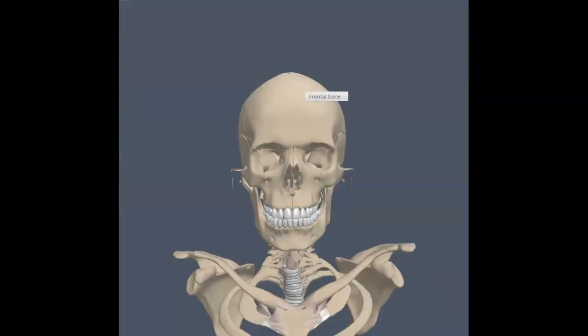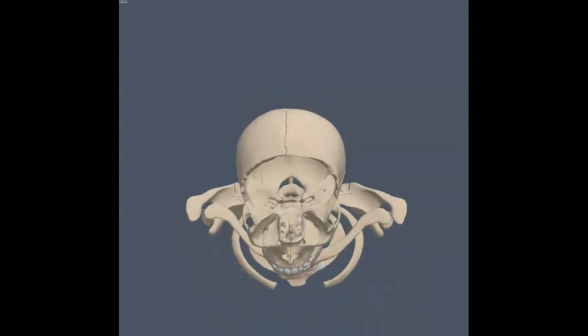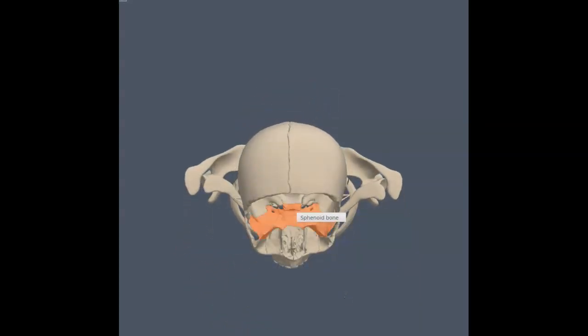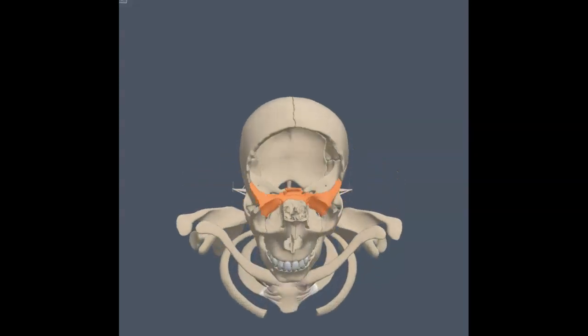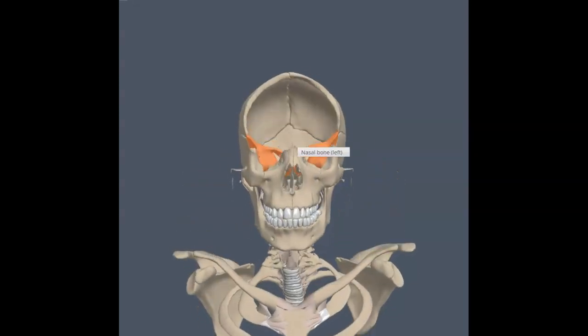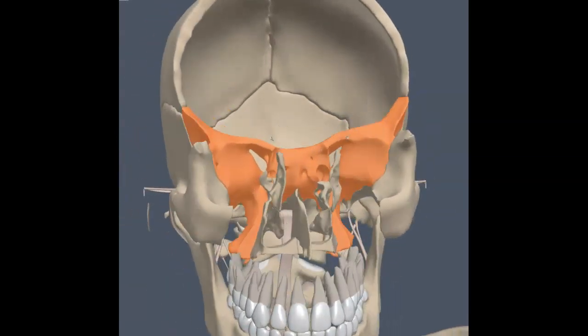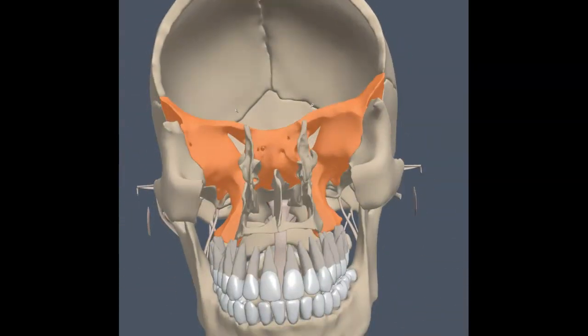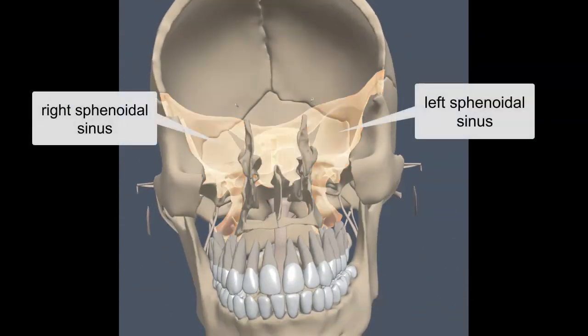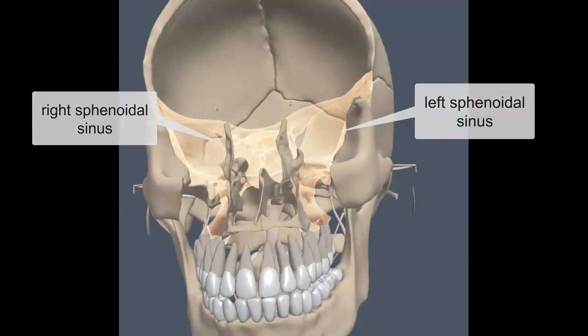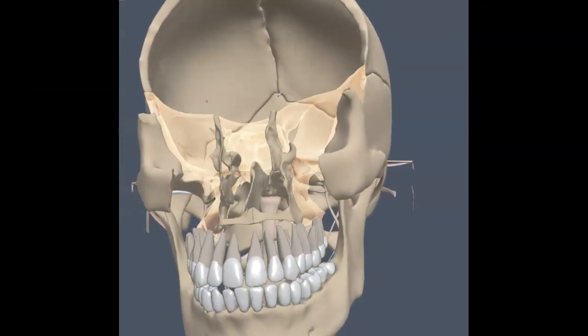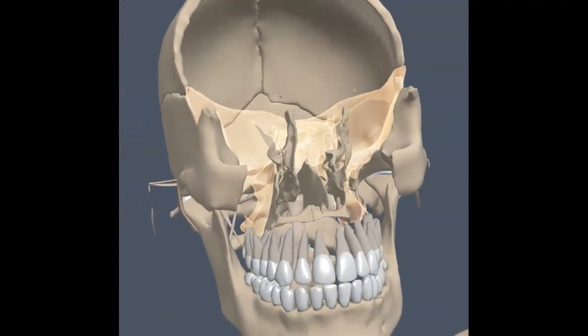The 4th bone that contains sinuses is the sphenoid bone. You might recall the sphenoid bone as forming part of the floor of the skull. Let's remove some of these bones so we can see the sphenoid bone better. Making the sphenoid bone transparent, we can see the right and the left sphenoidal sinuses, also continuous with the nasal cavity.